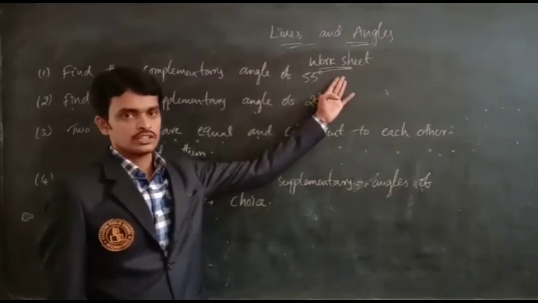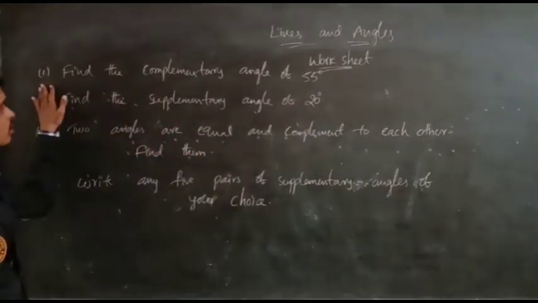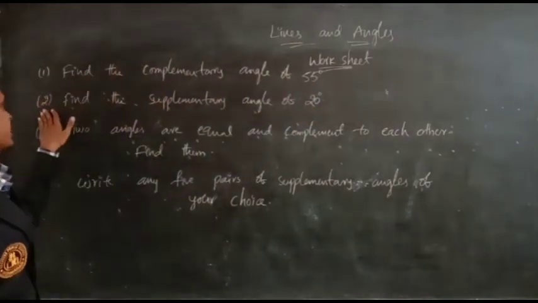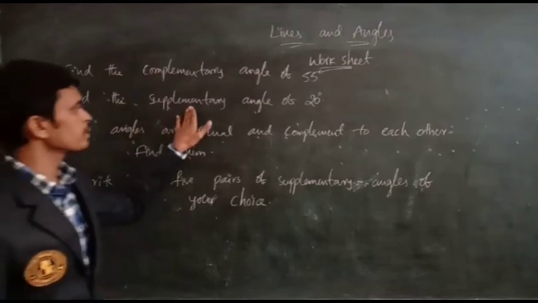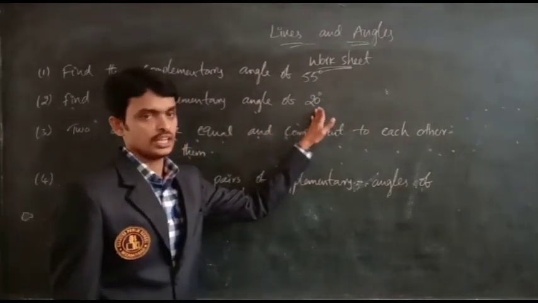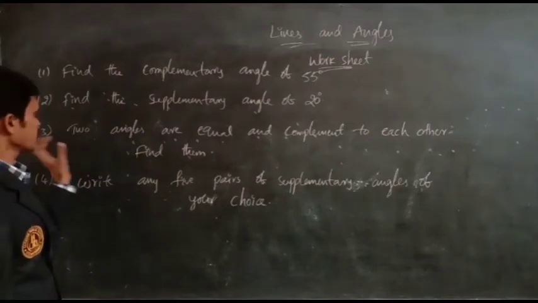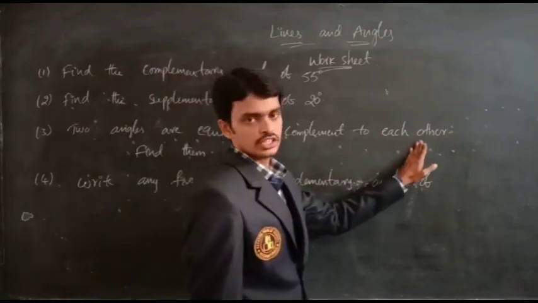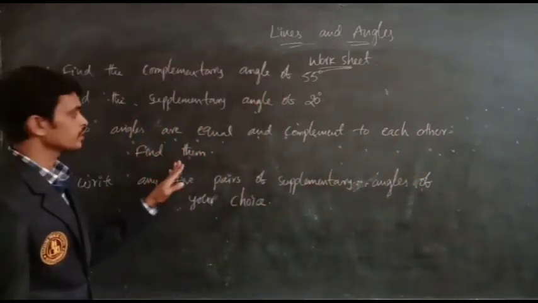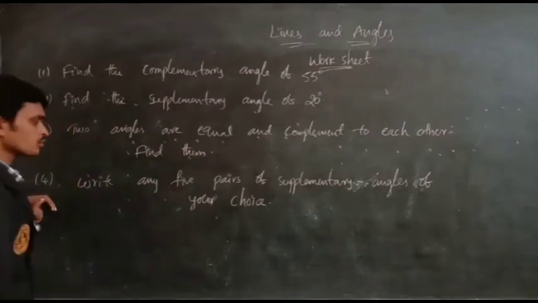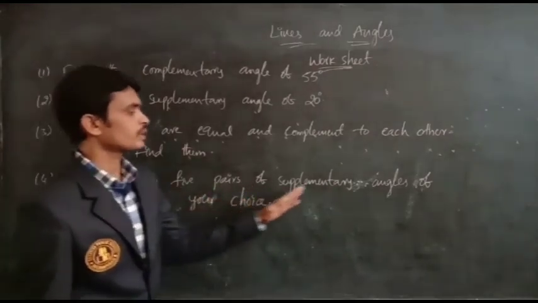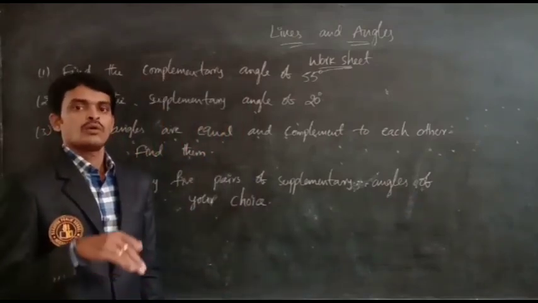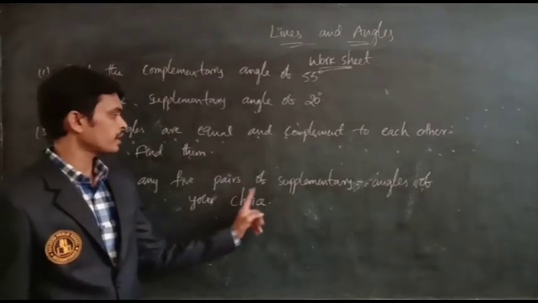Now the worksheet, that is our homework problems. First one, find the complementary angle of 55 degrees. Next, second one, find the supplementary angle of 20 degrees. Next, third one, two angles are equal and complement to each other, then you should find the two angles. Now fourth one, write any 5 pairs of supplementary angles of your choice. So your own, you should write pairs of supplementary angles.